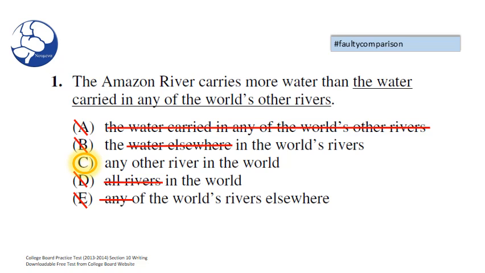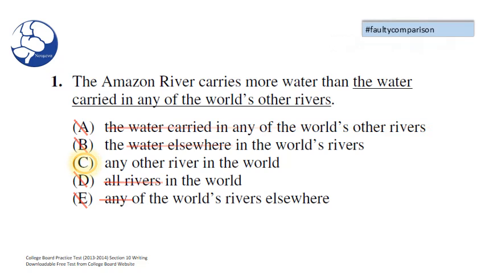How'd you do? Did you get the answer? Did you understand why we eliminated certain words and phrases? If not, don't worry. Let's move on to the grammar. Okay, now we're going to go through what went through my mind when we eliminated all the incorrect choices. Let's read the sentence again. The Amazon River carries more water than the water carried in any of the world's other rivers.